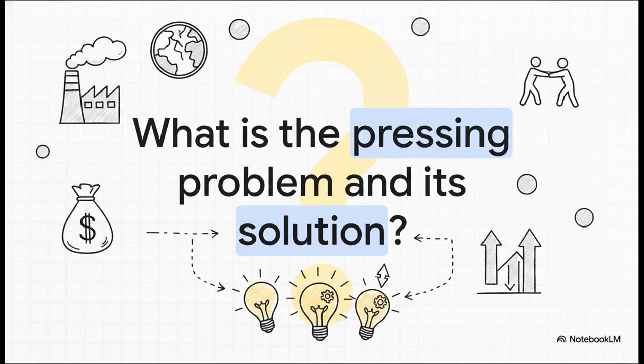So the prompt says, the world's governments and international organizations confront a multitude of global problems. Which do you think is the most pressing problem for the inhabitants of our planet, and what solution would you suggest? Now, I want you to focus right there at the very end. Most pressing problem and what solution. That right there is our entire mission.